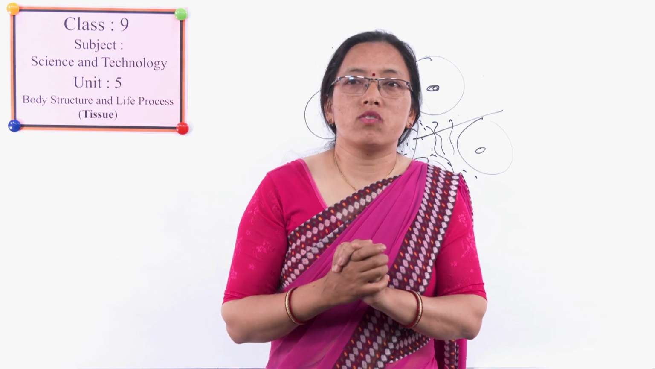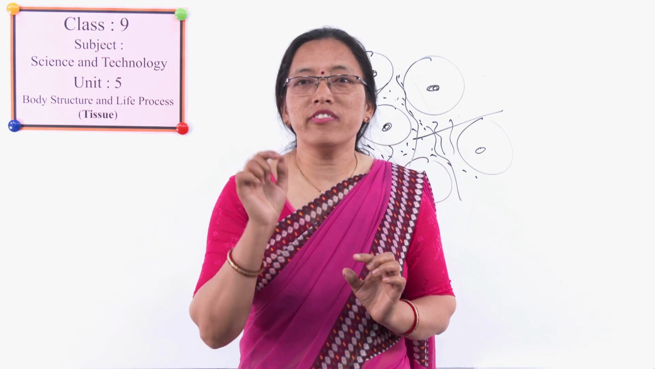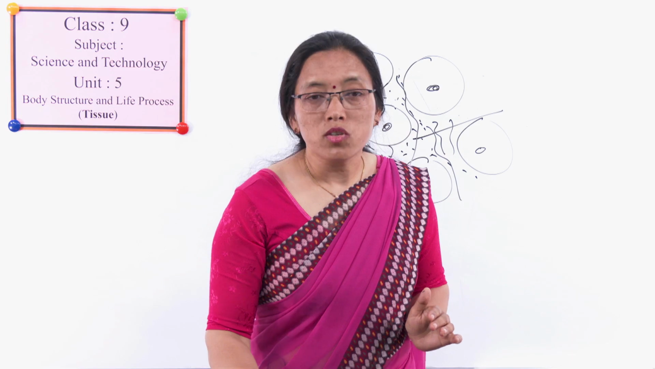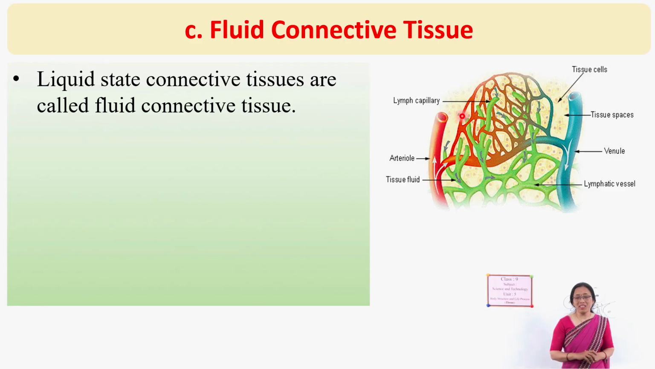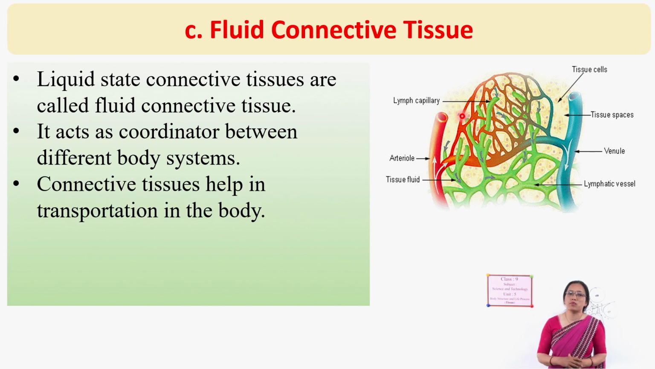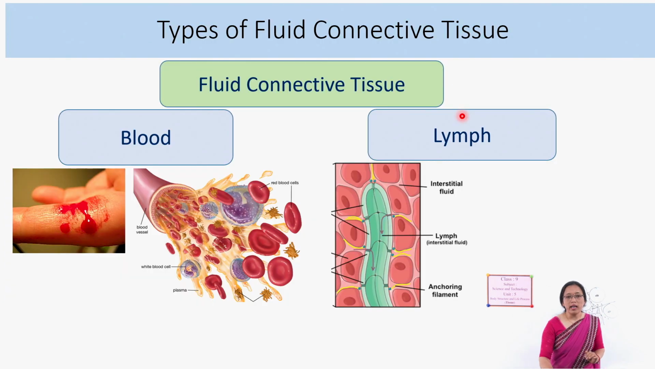Where blood cannot reach, there is a lymphatic system. In that, lymph is flowing. That is also working in the same manner. So based on their nature, these fluid connective tissues are classified into two types. What are those? Those are blood and lymph. Already I have just clued you.